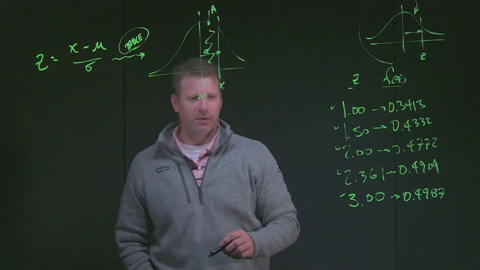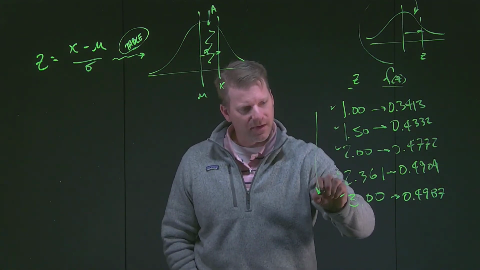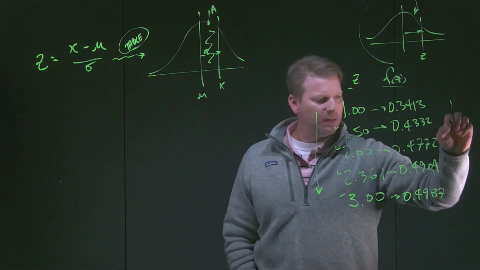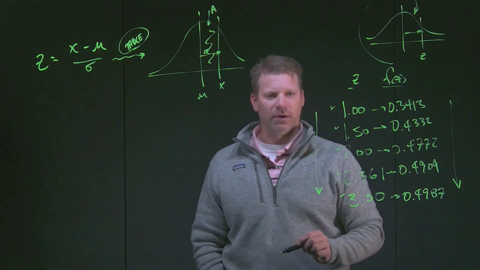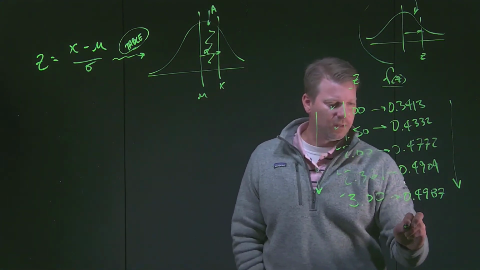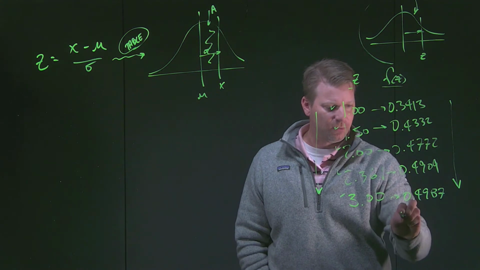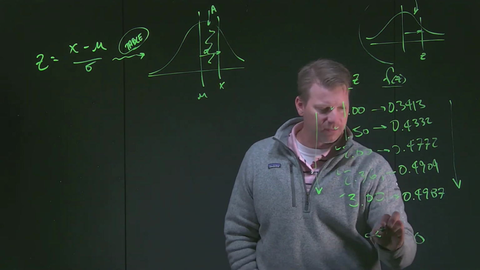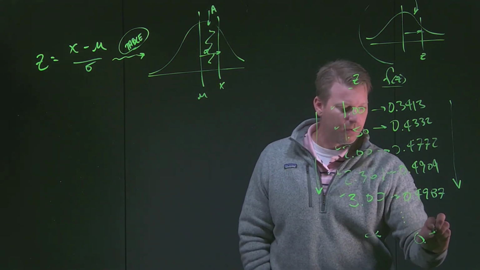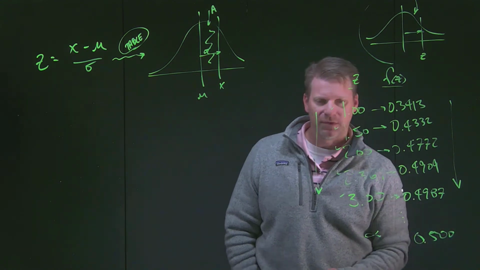Now the takeaways from this. As this z-value goes up, what's happening to this number? Of course, it's also going up. But as this number goes out to infinity, we're going to start to approach 0.500, or half.